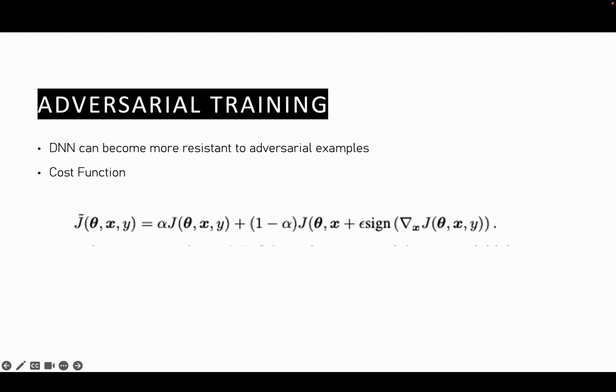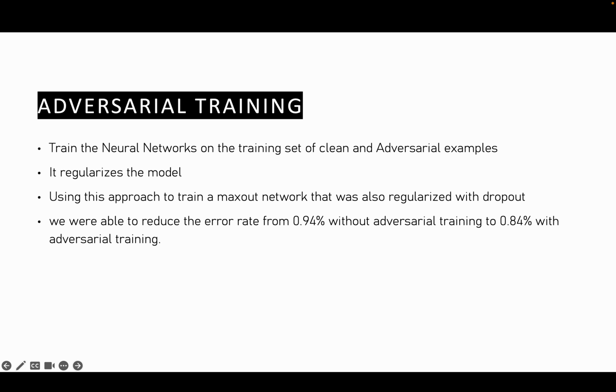And yes, we can use adversarial training to make our deep neural networks more resistant to adversarial examples. This is one example of the cost function. Here we have two parts: one is with the clean images, and the second one is with the adversarial examples. By training the neural networks on the clean and adversarial examples, we can regularize the model.